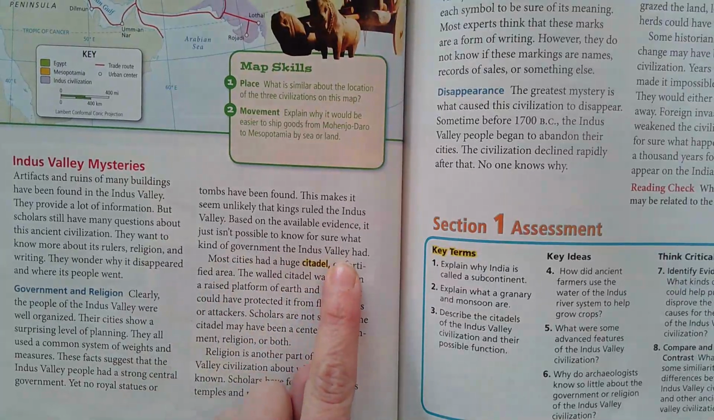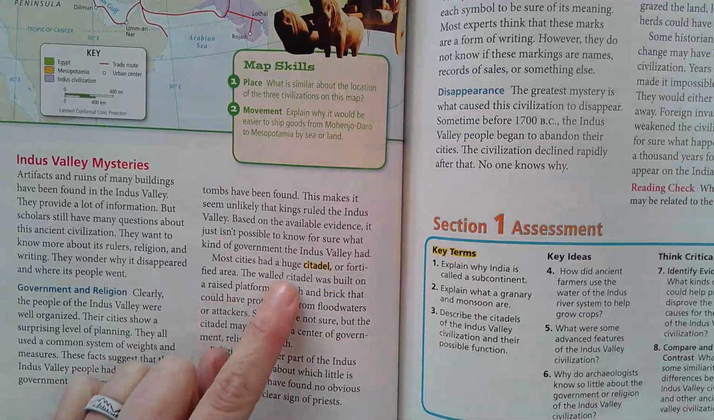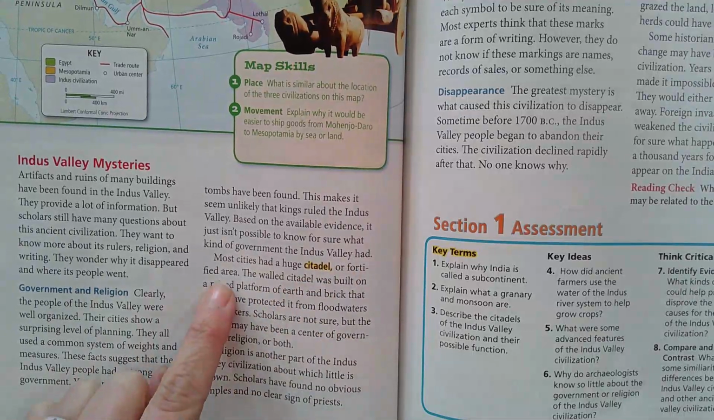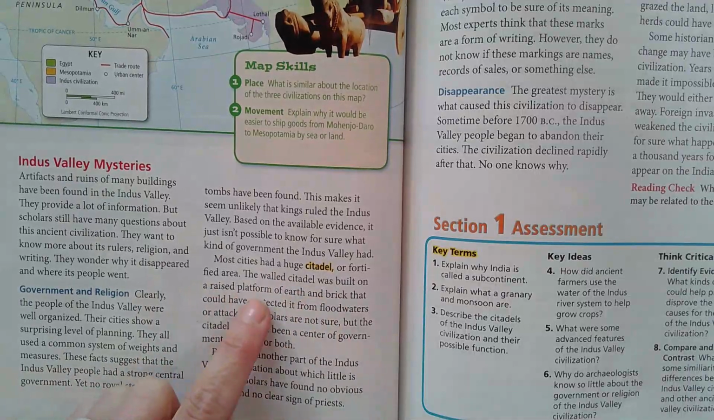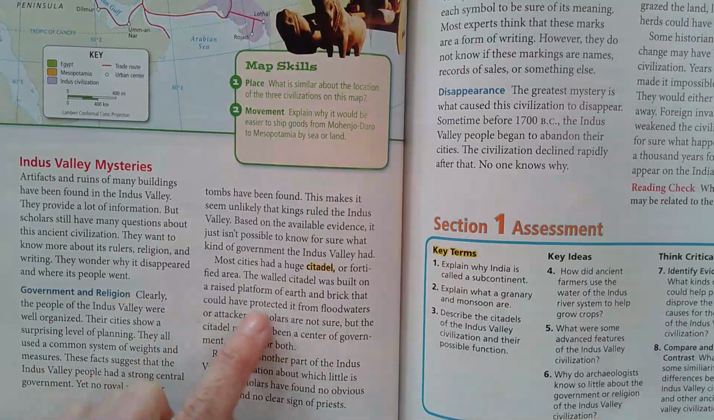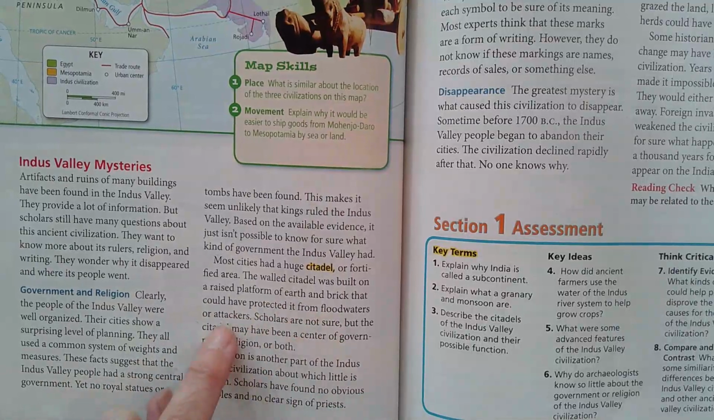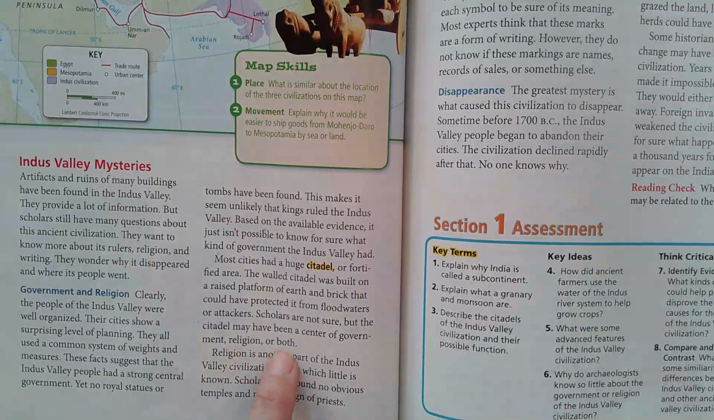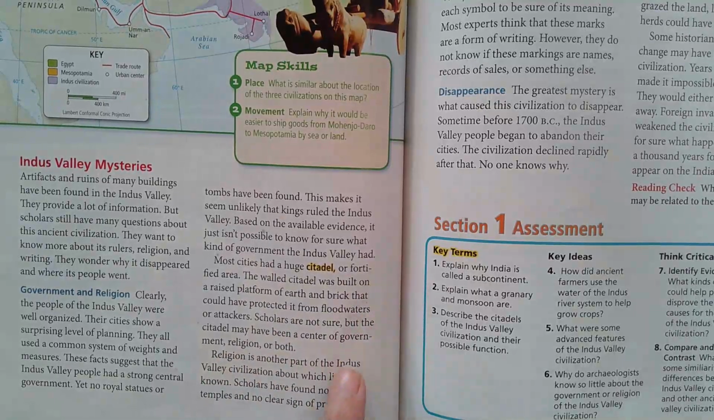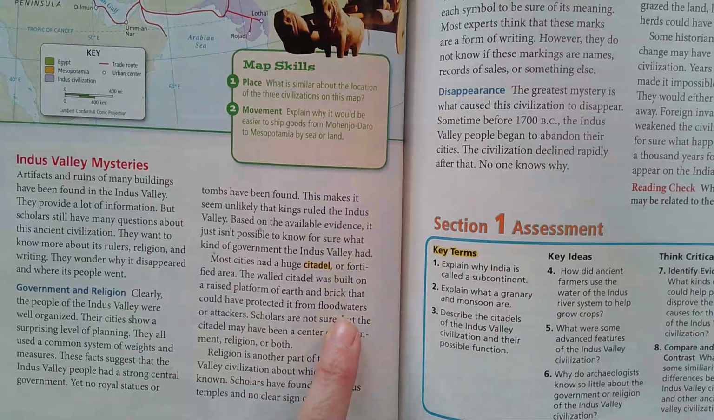Most cities had a huge citadel or fortified area. The walled citadel was built on a raised platform of earth and brick that could have protected it from floodwaters or attackers. Scholars are not sure, but the citadel may have been a center of government, religion, or both. So it would have been similar to an acropolis, a citadel.